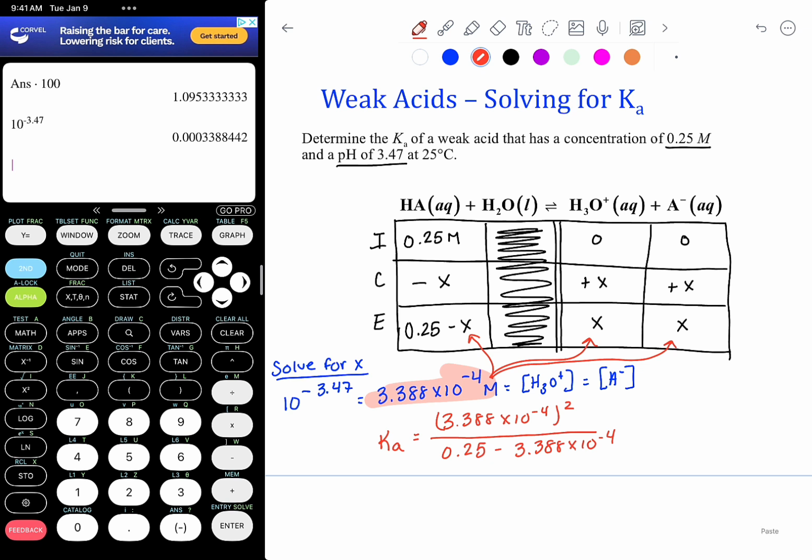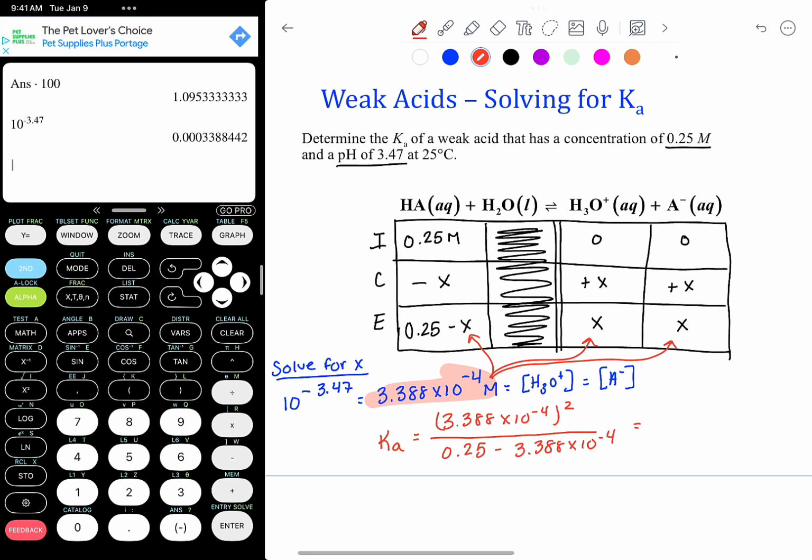Okay, so now we just solve for Ka. We just do that math. Again, just like we did in our previous examples of ice tables back in our previous chapter where we were looking for K, now we're just looking for a specific K. So we're going to take 3.388 times 10 to the minus 4. We're going to square that value, and then divide it by 0.25 minus 3.388 times 10 to the minus 4. Just using parentheses to make sure I'm dividing and subtracting the right numbers.